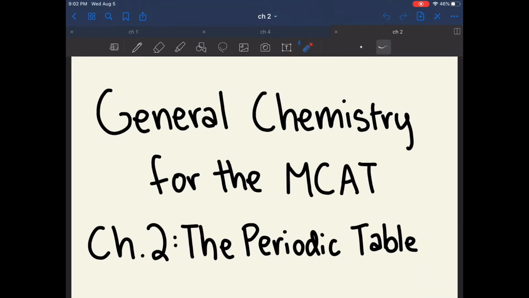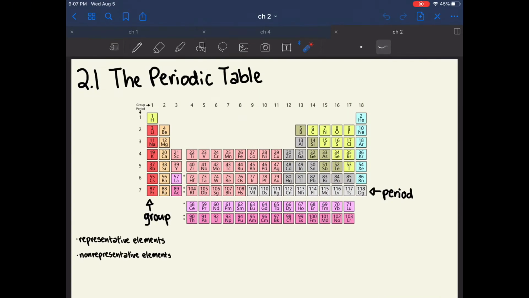Hi everyone! Today we're going over Chapter 2 of General Chemistry, which covers the periodic table. Chapter 2.1 says that there are two levels of organization in the periodic table.